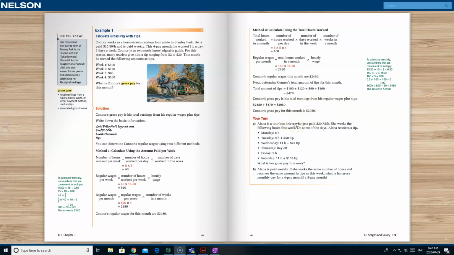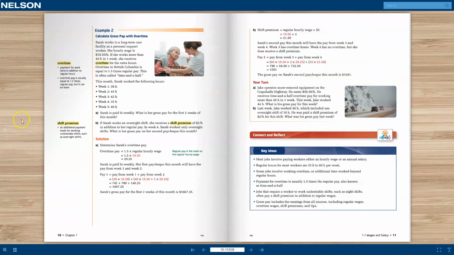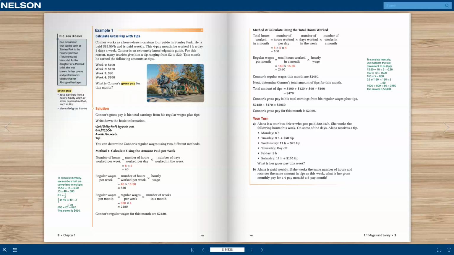Okay, good. Let's go into another example. Example 2, and the key word here now is overtime. Did we miss anything here? No, we talked about gross pay.